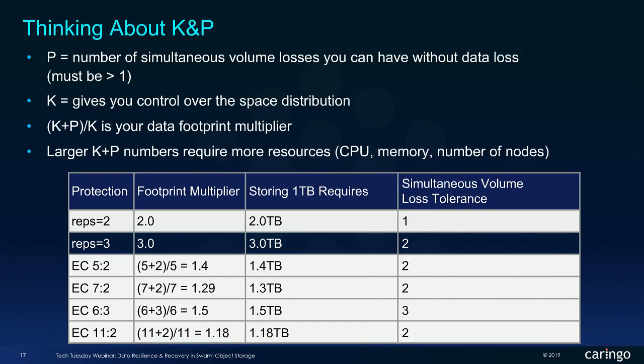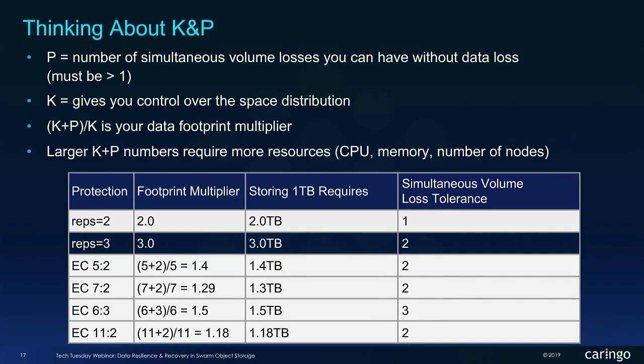So if you look at a 2-rep world, the footprint multiplier is 2 because you're basically making 2 copies. If you're storing a terabyte, it's going to take 2 terabytes to do it. And you can tolerate 1 loss failure. What that means is that if you lose a volume and it had one of those replicas, you have a period of vulnerability until recovery is completed, where if you lose the second volume with the other replica, you could lose the object. So we say you have a volume loss tolerance of 1.